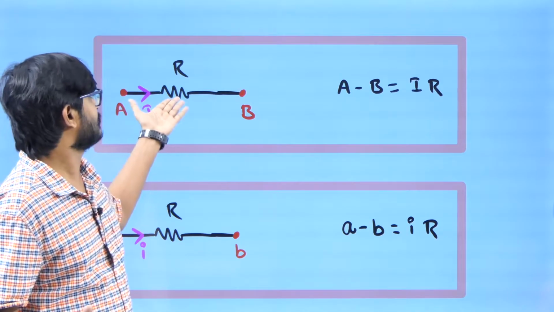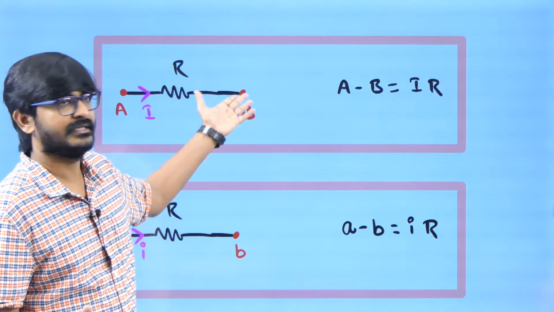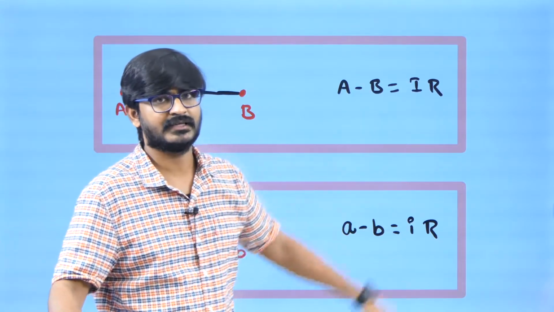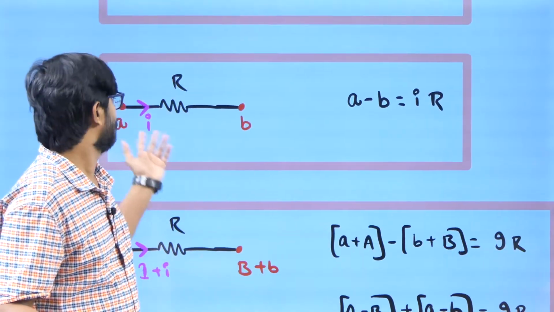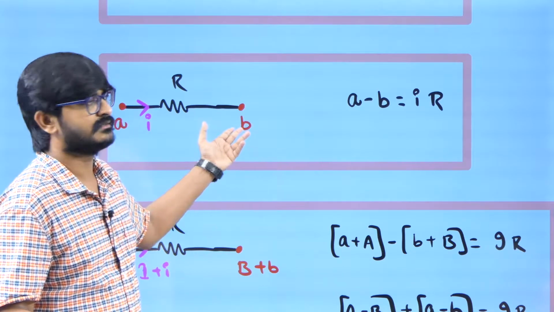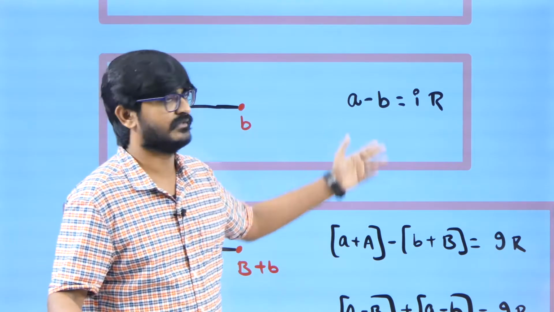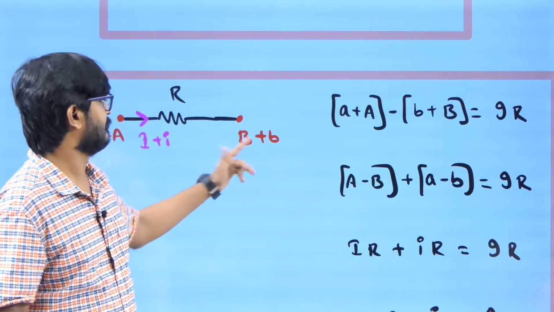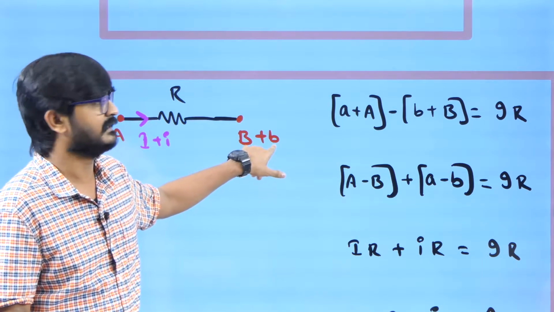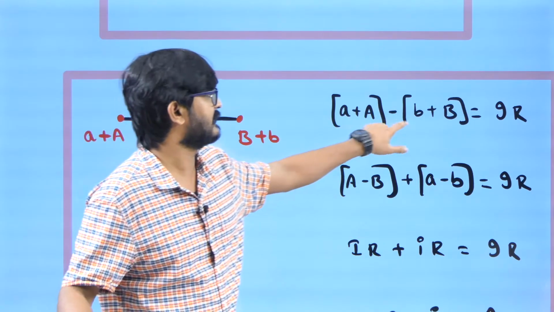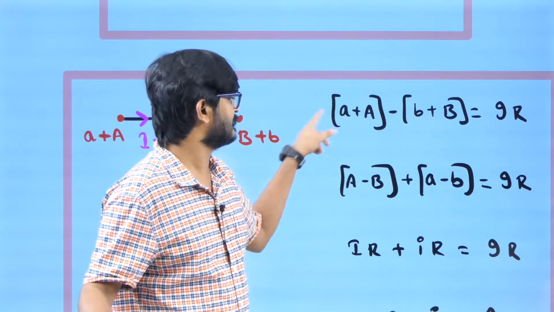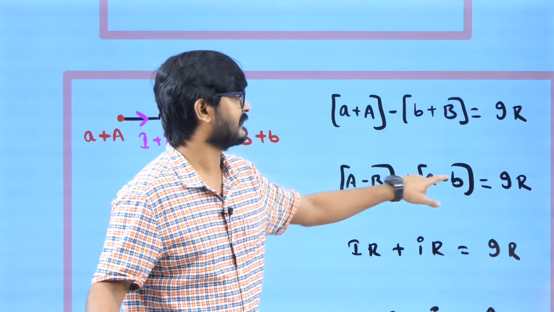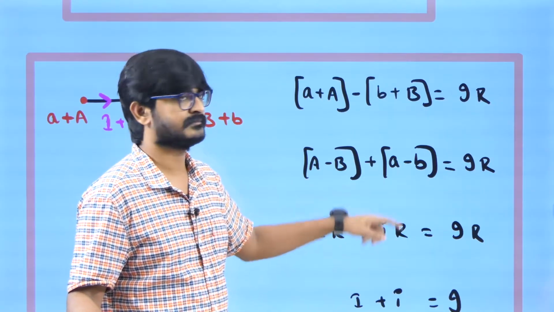So when there is a resistor, when you apply potential difference A minus B, then the current capital I is flowing. So I can write A minus B equal to capital I into R. Now in some other situation, when I apply potential difference small a and small b, then the current is small i. So I can write it this way. Now suppose I apply potential A plus a and this potential is B plus b, then what is the potential difference? A plus a minus B plus b. Now I can write this as capital A minus capital B plus small a minus small b, right?